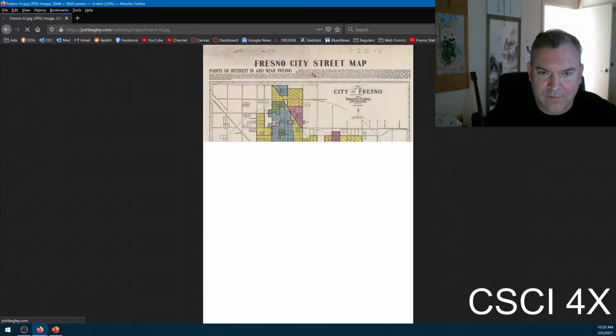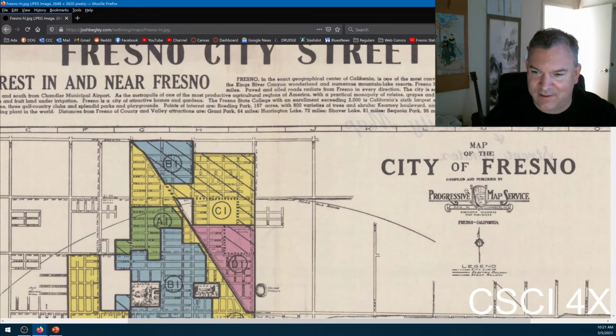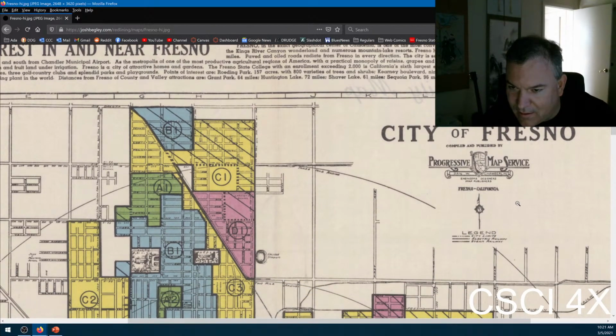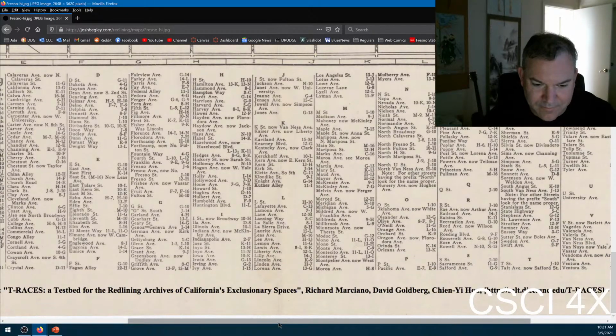Points of interest in and near Fresno. Fresno is in the exact geographical center of California. It's one of the most conveniently located convention cities of the state. So what is there to see in Fresno? We have a practical monopoly on raisins, grapes, and figs. There's 4 high schools and 21 elementary schools. Roeding Park has 800 varieties of trees and shrubs. Kearney Boulevard.